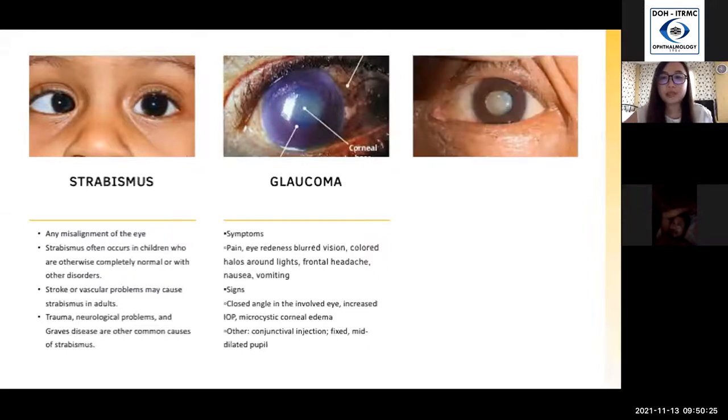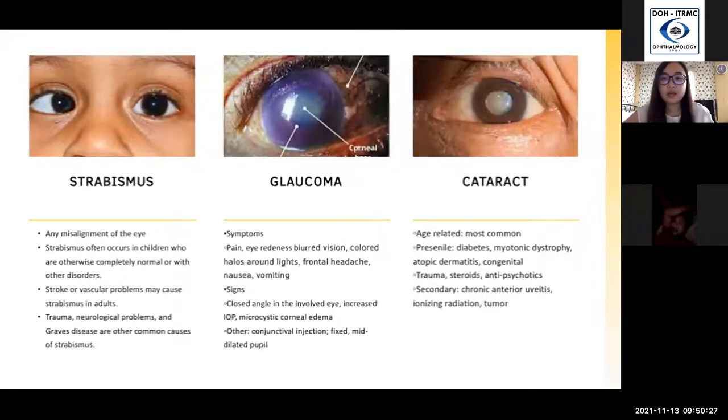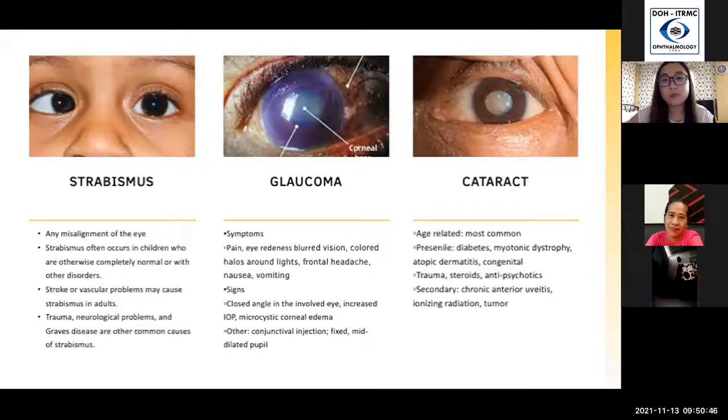So next is cataract. The most common cause is age-related, and it can also be congenital and presenile. It can also be due to diabetes, or if your patient had any trauma, the patient has beginning cataract. And if the patient is taking any steroids or any other antipsychotic drugs or any drugs in particular that may cause cataract, you can also see that in these patients.